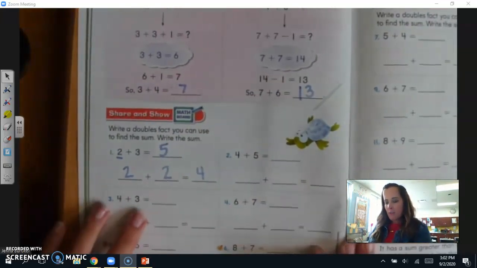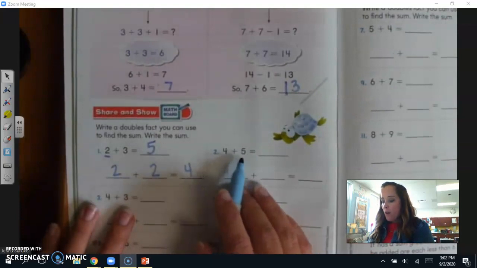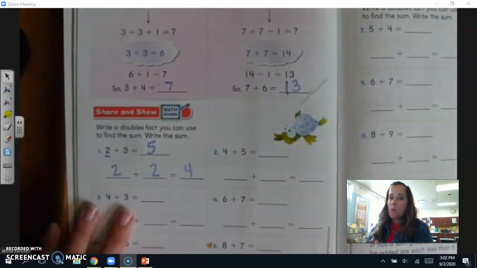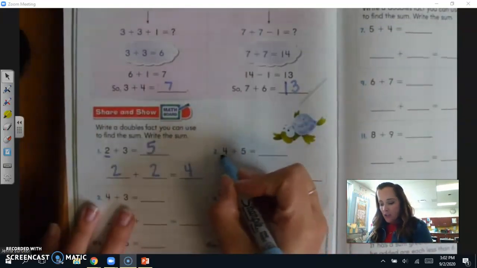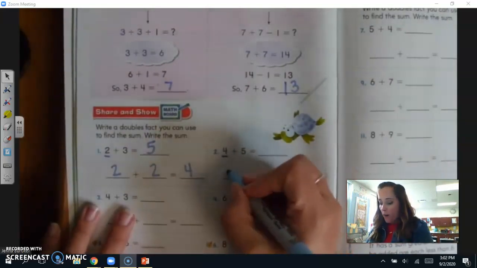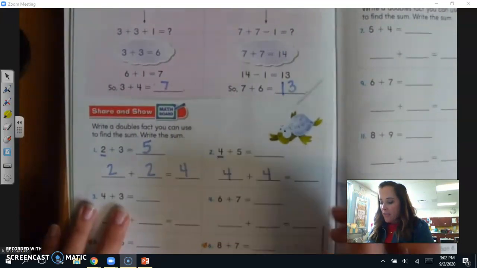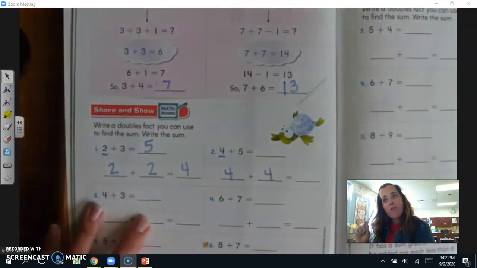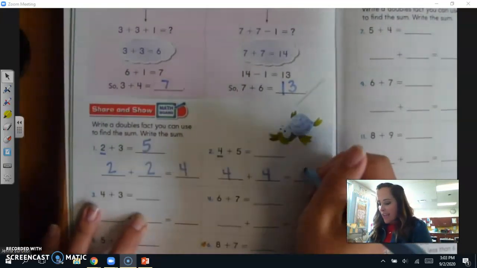Let's try it again for number 2. 4 plus 5. Again, we need to make a doubles fact. So again, I'm going to underline that first number, and that's going to be my double. So I'm going to do 4 plus 4, and I'm really good at my doubles facts, so I know that 4 plus 4 equals 8.